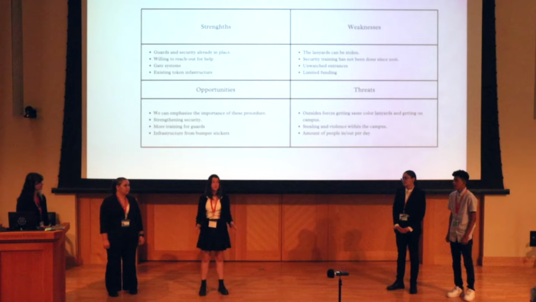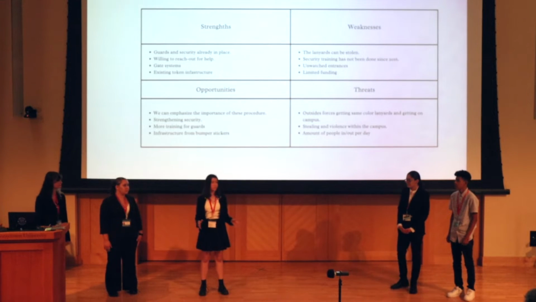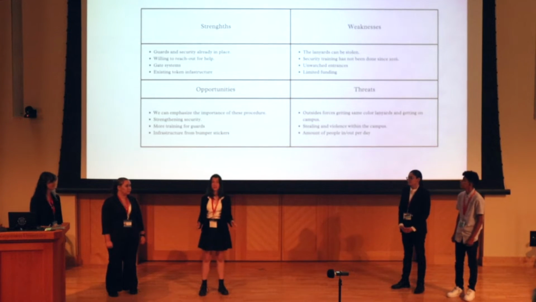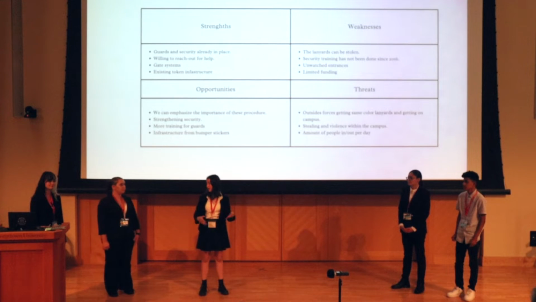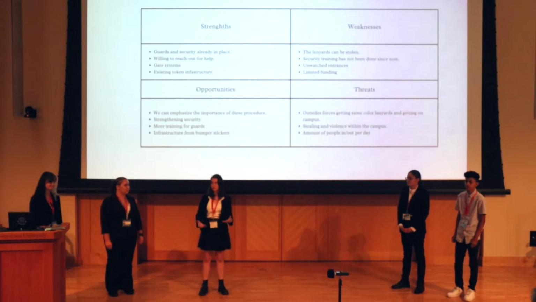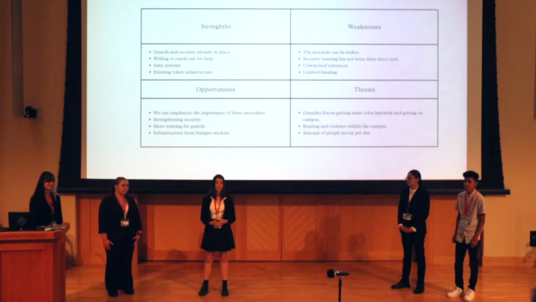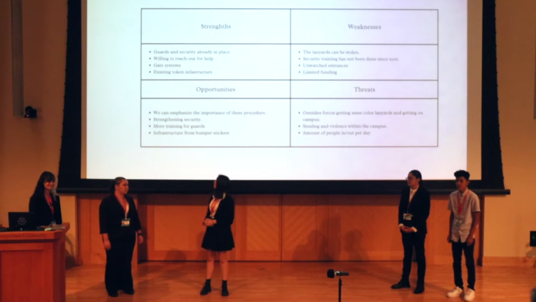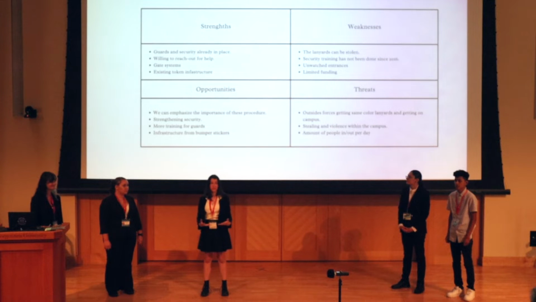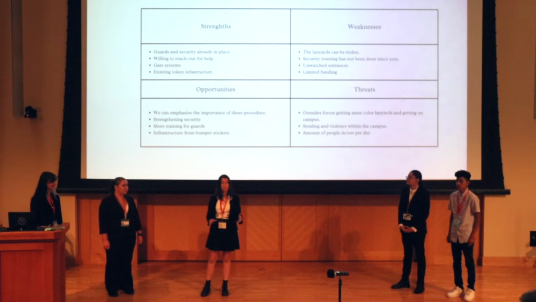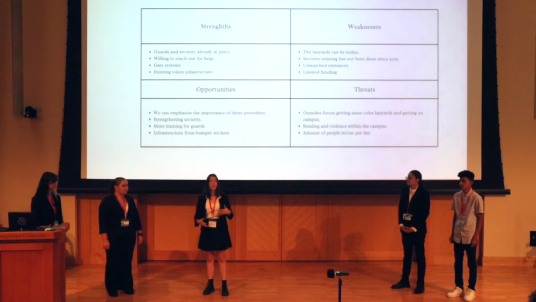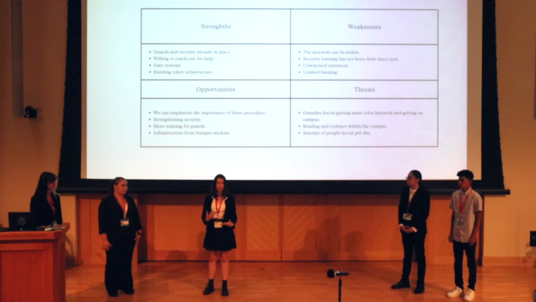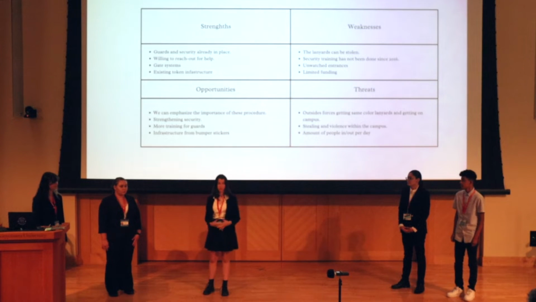SWOT analysis. So SWOT stands for strength, weaknesses, opportunities, and threats, and is used to analyze threats and attacks that could happen or have the possibility of happening. Some of the strengths that Yobe State University already has are guards and security are already in place. As many teams have mentioned before us, there are about 260 security already in place. They are willing to reach out for help. They want our help. They have gate systems. They have 3 different gates. 2 are vehicle access, 1 is walk-in. And they already have an existing parking token infrastructure.